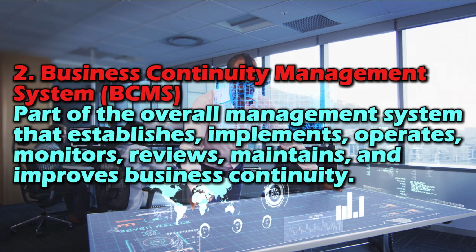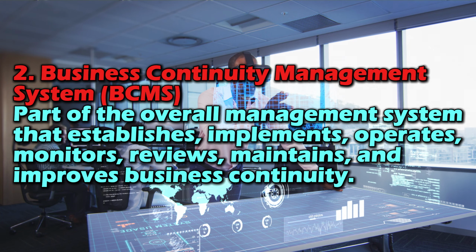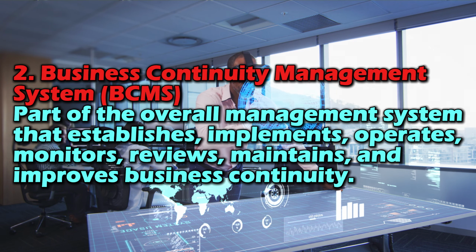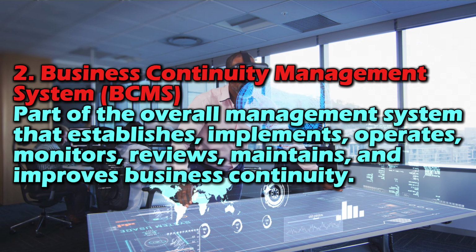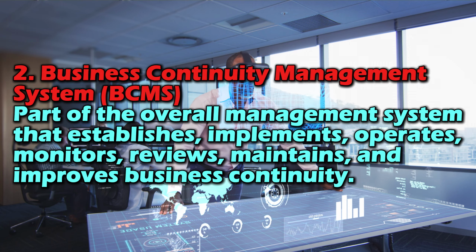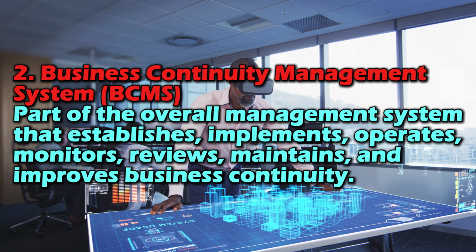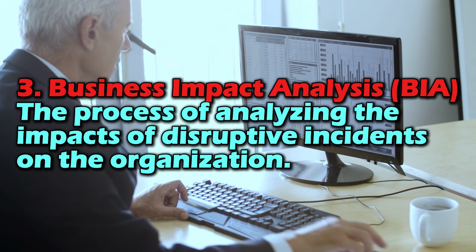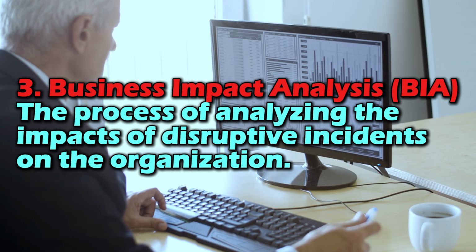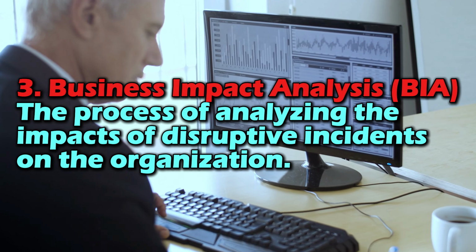The next term is business continuity management system. It is a part of the overall management system that establishes, implements, operates, monitors, reviews, maintains, and improves business continuity. So it is the business continuity management system itself. The next term is business impact analysis. It is the process of analyzing the impacts of disruptive incidents on the organization.